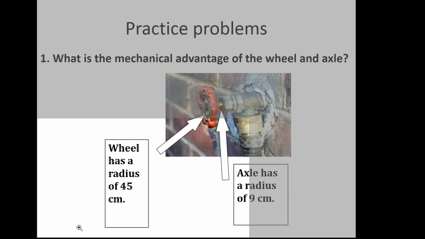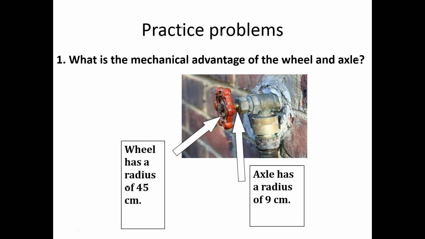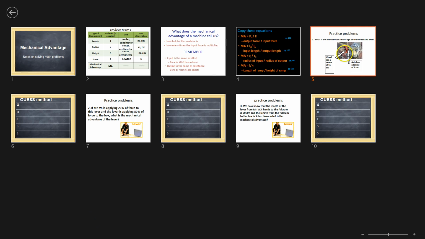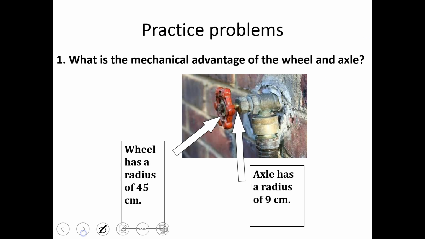This practice problem says, what's the mechanical advantage of the wheel and axle? Here you see an outside faucet, and the handle of that outside faucet is a wheel and axle. This wheel and axle has the wheel with a radius of 45 centimeters, and the axle has a radius of 9 centimeters. The axle would be this part right here, and the wheel is obviously the handle part that you turn.